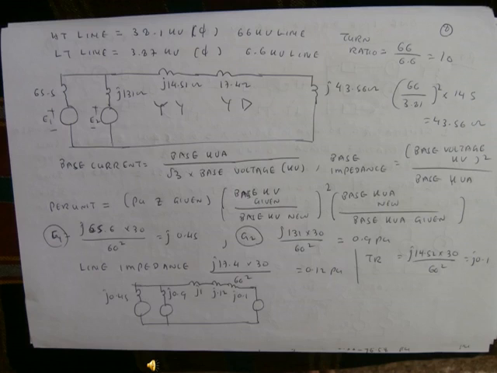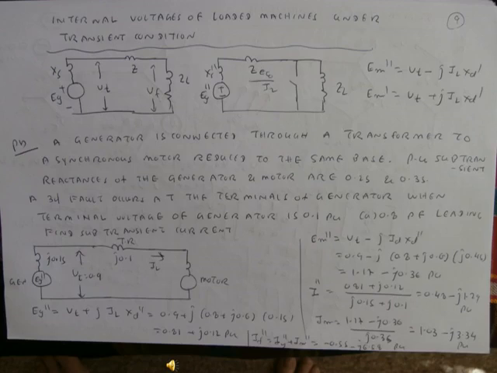So with the terminal voltage and the loaded machine under the transient condition, when the transient happens, we have EG, XS, VT, Z, VF and ZS. So there will be the sub-transient condition. We write down the equations: E_g double dash is equal to V_t plus J I_L X_d double dash, and E_m double dash is equal to V_t minus J I_L X_d double dash.